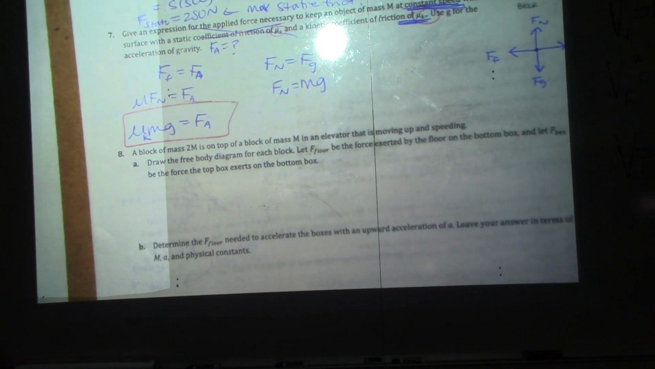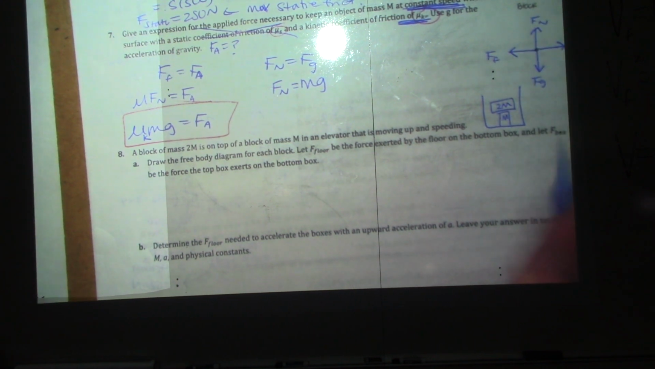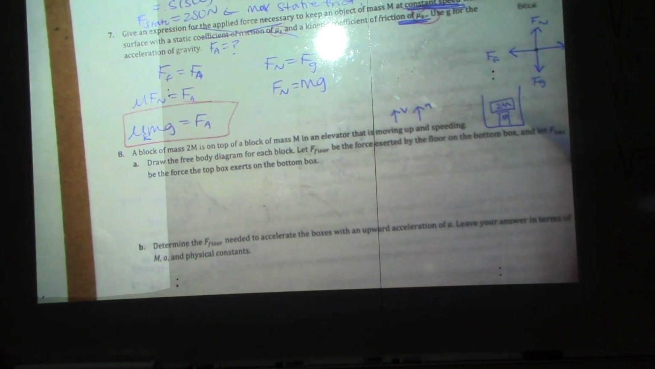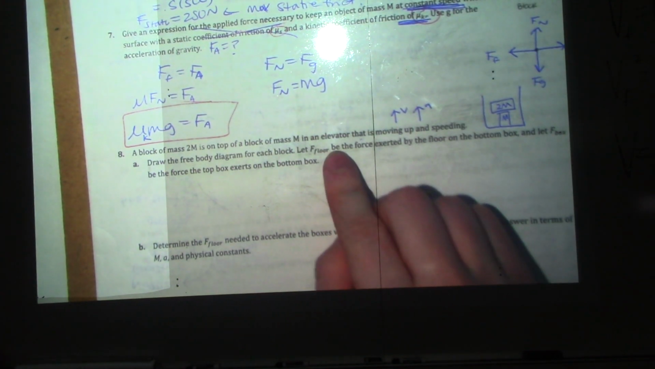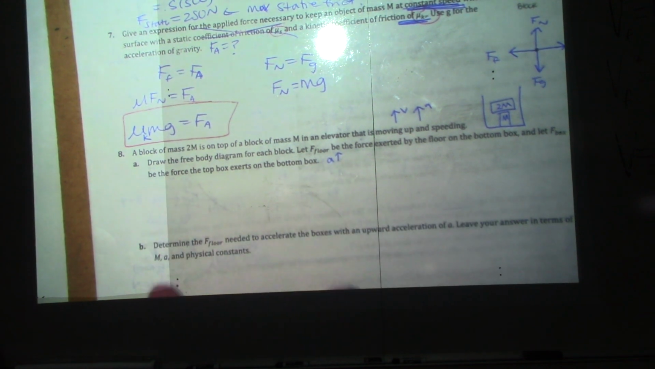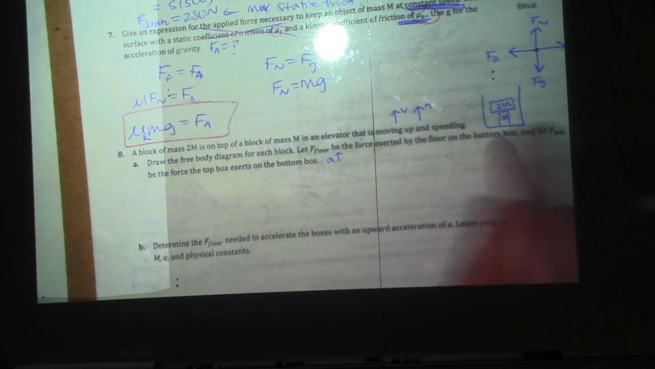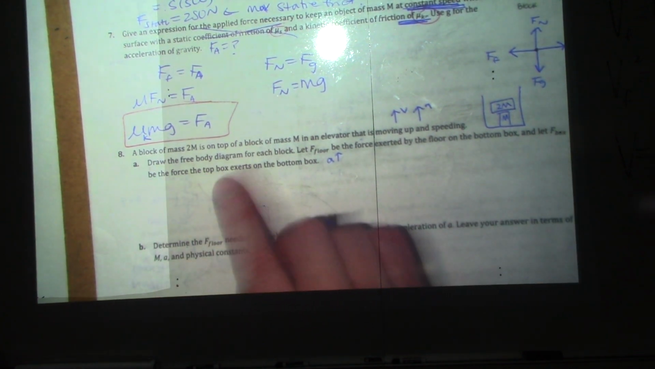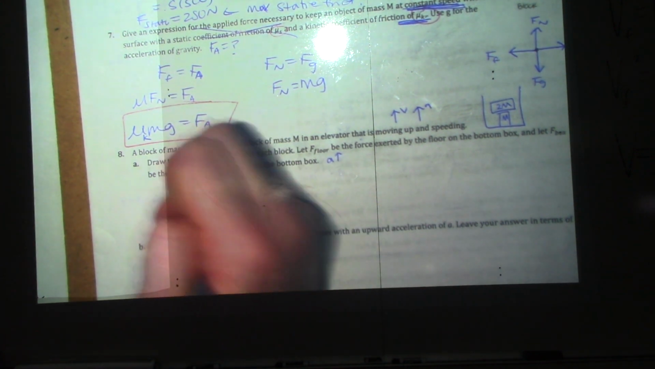A box of 2m is on top of a box of m. So this is my m, this is my 2m right here. The elevator is moving upwards and getting faster, so that means acceleration is up. I'm going to put a note right here: acceleration is up, so all my upward forces must be greater than the downward for each object. I've got F floor, the force of the floor on the bottom box, and F box, the force that the top box exerts on the bottom box. So I'm going to break this down.